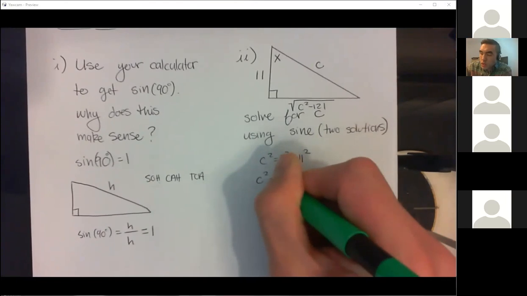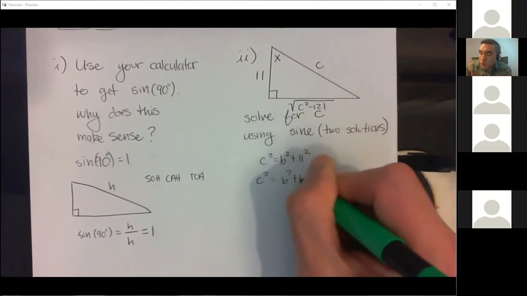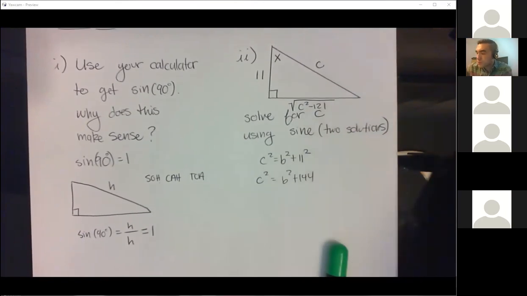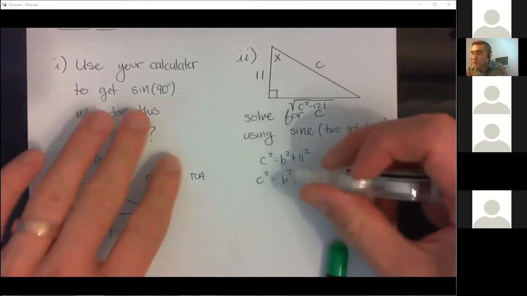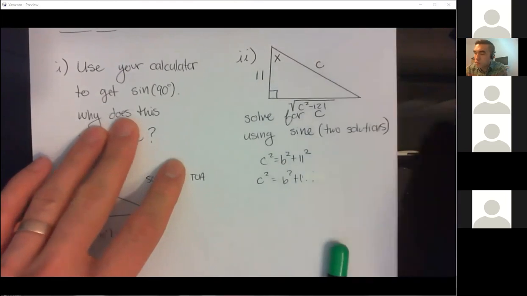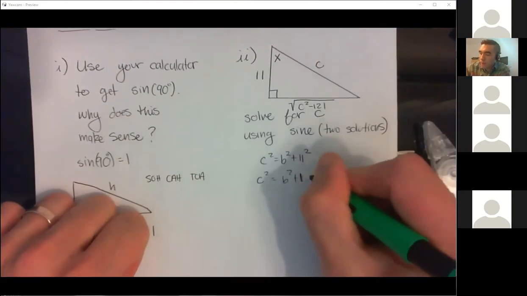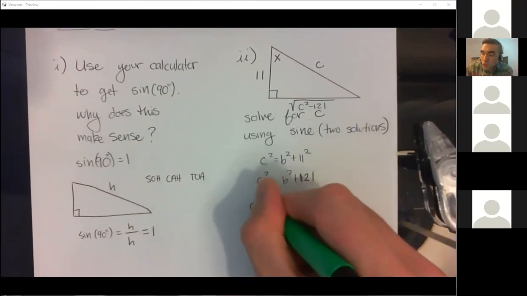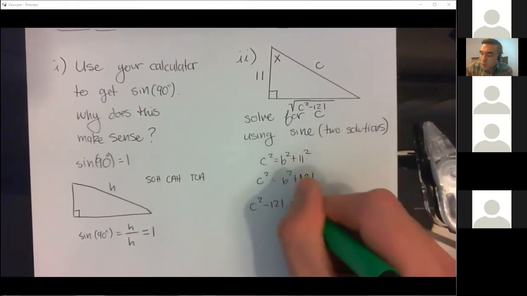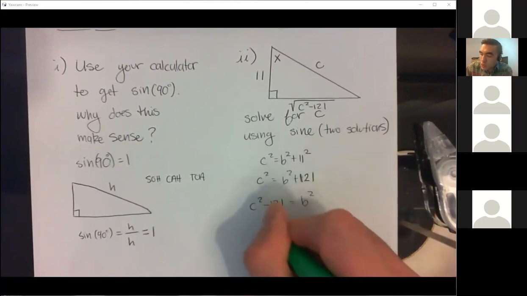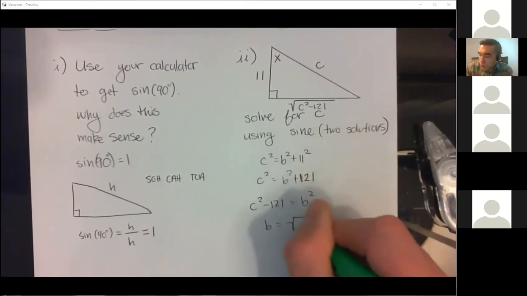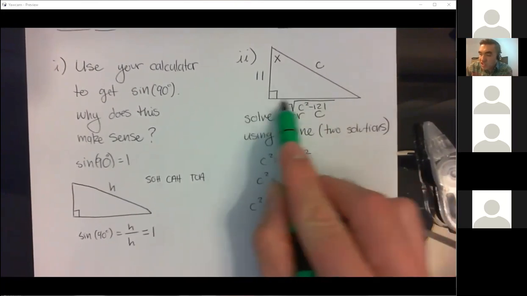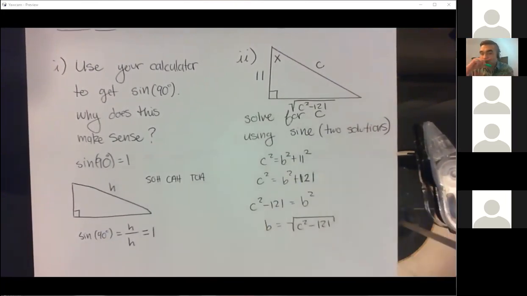c squared is going to be equal to b squared plus 121, where we're solving for b. And so to solve for b, c squared minus 121 is equal to b squared, take the square root of both sides. b is equal to the square root of c squared minus 121. And so this side length here, well, that's b.